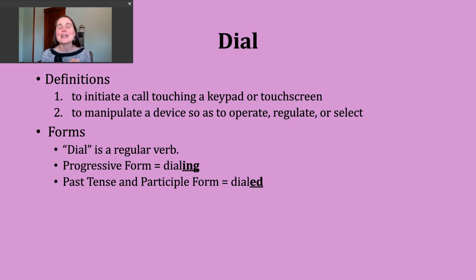You should know that dial is a regular verb. To make the progressive form of this verb, all I need to do is add ing to form dialing. The past tense and participle forms of this verb can be made by adding ed. Our base verb is dial. It ends with this voiced L sound. This means that my ed ending is just going to make a D sound, and I'm not going to add an extra syllable as I say it. It should sound like this: dialed, dialed.